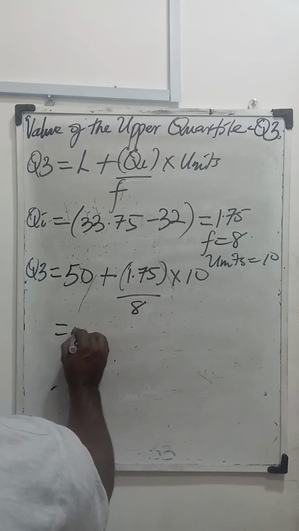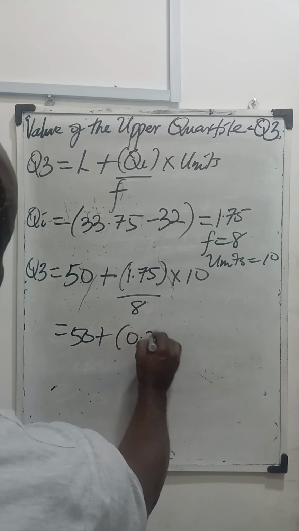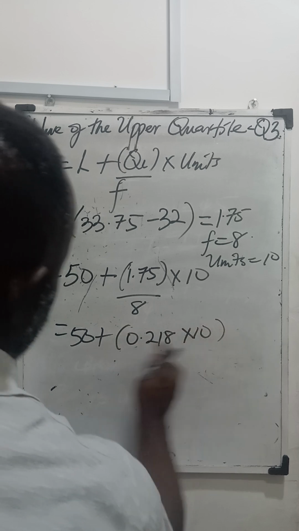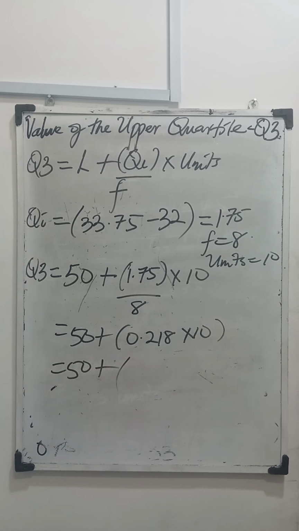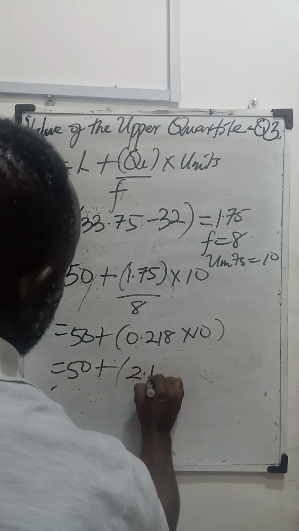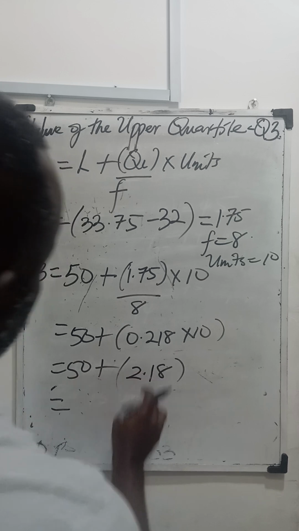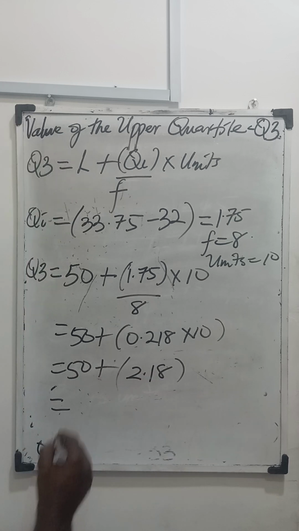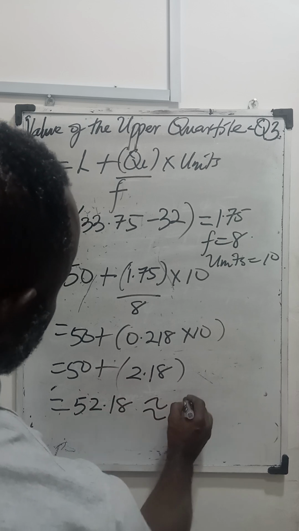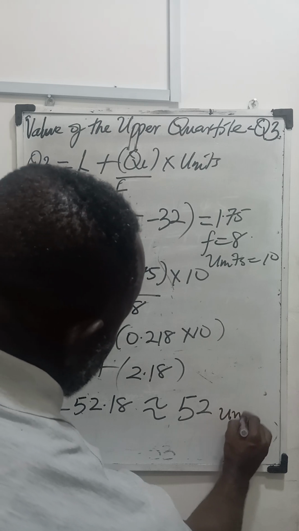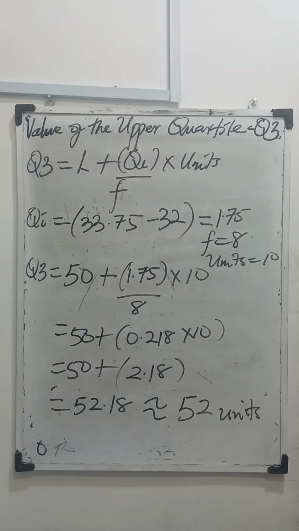So we have 50 plus 0.218 times 10. So you have 2.18. If you add 50 plus 2.18, what's going to be your value? 52.18, which is approximately equal to 52 units. So that is what you have as the value of the upper quartile.